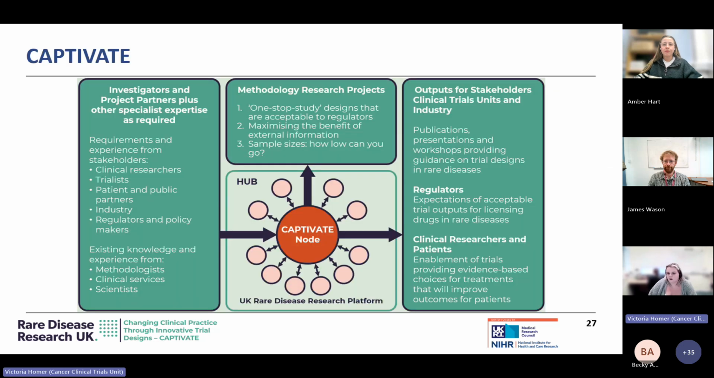As I said, we're about halfway through now, and what we have been doing during that time is working with various stakeholders, including trialists, patients and members of the public, industry partners, regulators, other methodologists and scientists, to try and address the question of how we can do clinical trials better in the rare disease setting so that we can get more robust conclusions in a shorter time period.